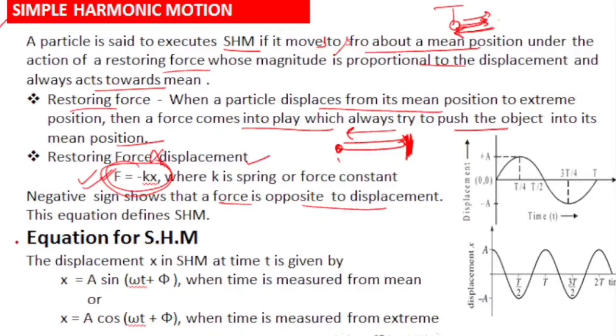Now, equations for simple harmonic motion. How do you represent simple harmonic motion mathematically? You know the sine and cosine function is a periodic function, and a single sine or cosine function is also a harmonic function. So simple harmonic motion is represented by that simple harmonic function, it means a sine or cosine function. So displacement x in simple harmonic motion at any time is represented by x equal to a sin(omega t plus phi), or you can say x equal to a cos(omega t plus phi).